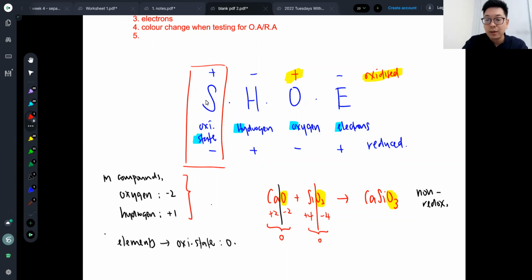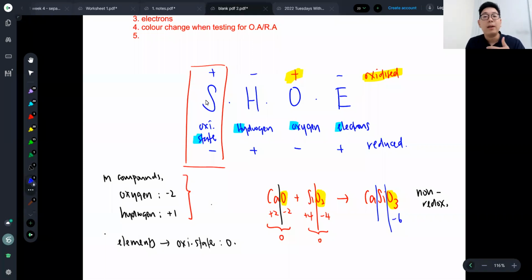If not, for the last one, I'm going to use a blue color. We're going to split the compound into elements and fill in oxygen first. -2 times 3 is -6. Now, what else do we fill in? We know that calcium is a group 2 metal. All metals, oxidation state always remains the same. So in this case, it is +2.